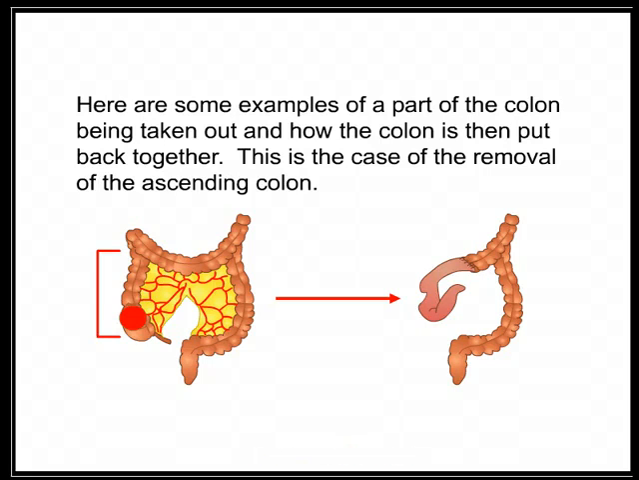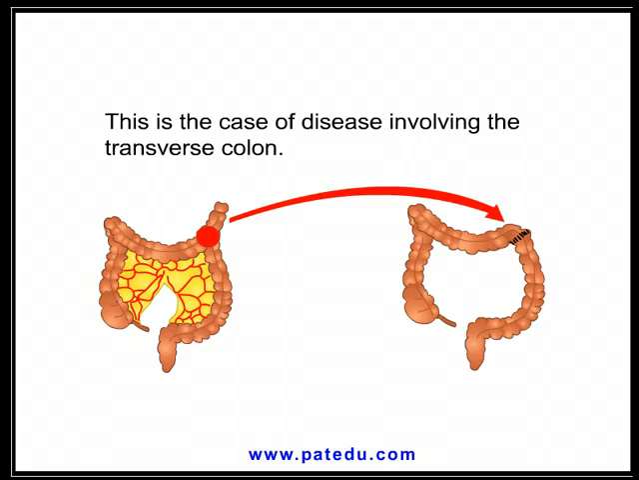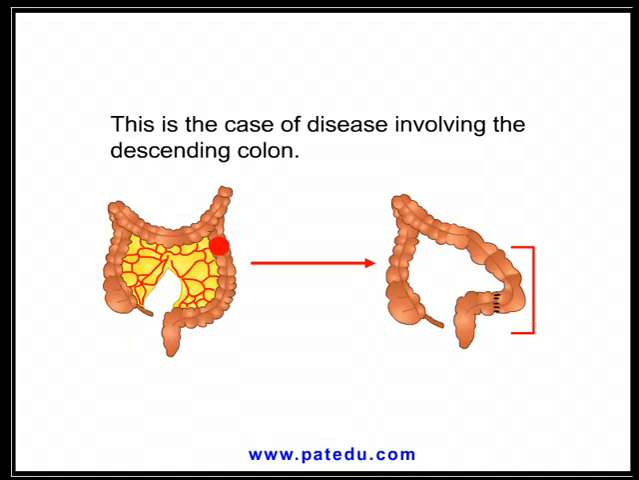Here are some examples of a part of the colon being taken out and how the colon is then put back together. This is the case of the removal of the ascending colon. This is the case of disease involving the transverse colon. This is the case of disease involving the descending colon.